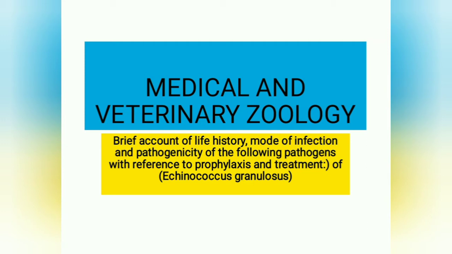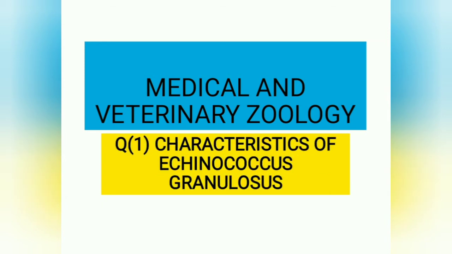Today's new topic is a brief account of life history, mode of infection and pathogenicity of the following pathogens with reference to prophylaxis and treatment: Echinococcus granulosus. This is a very important topic. So let's start. Our first question is characteristics of Echinococcus granulosus.